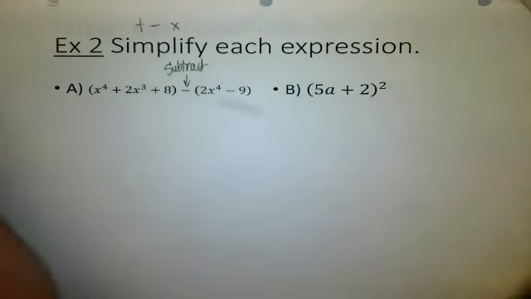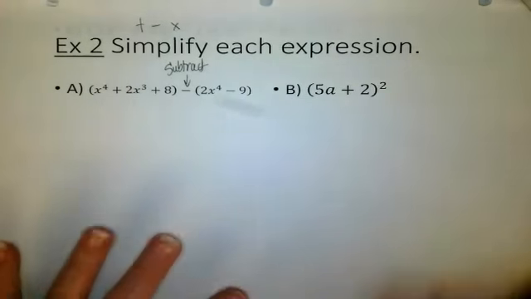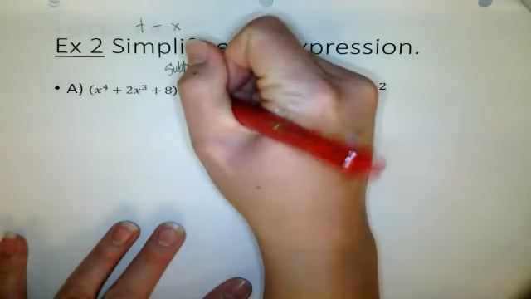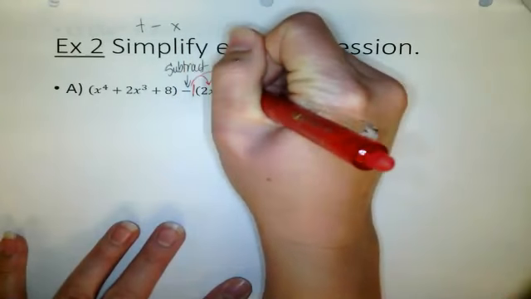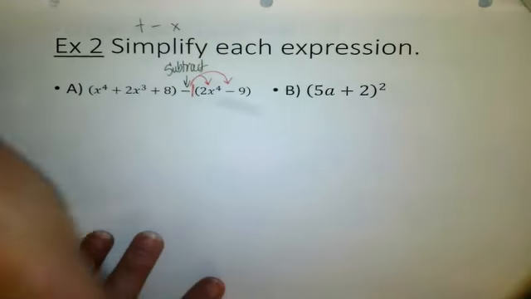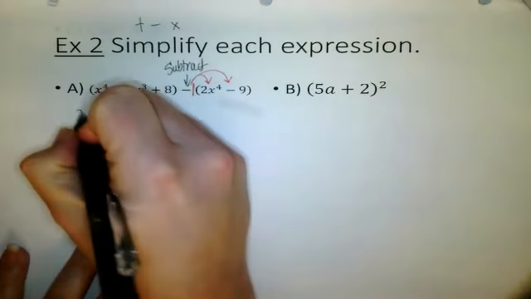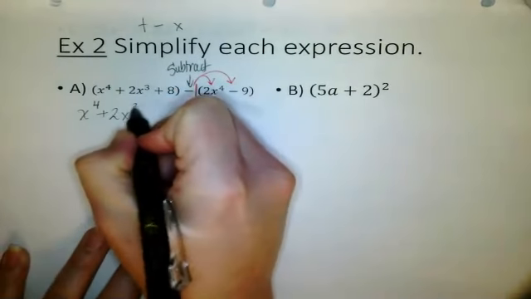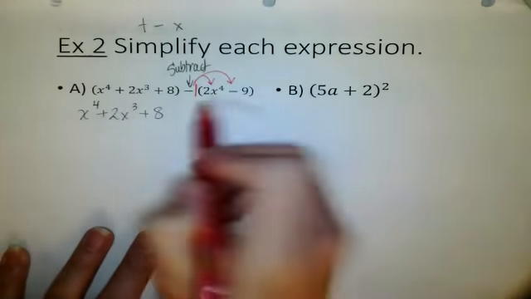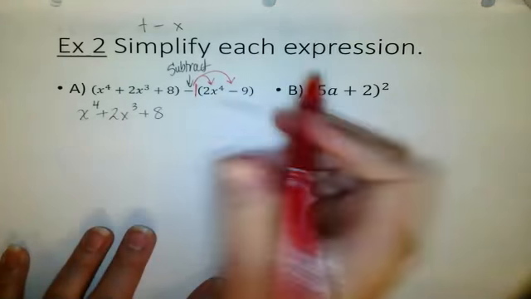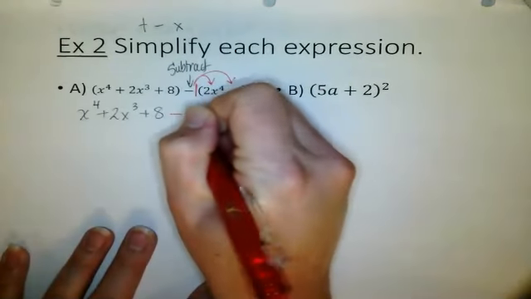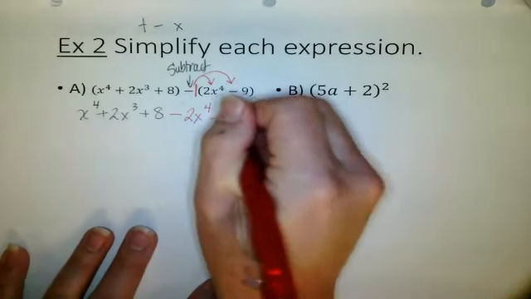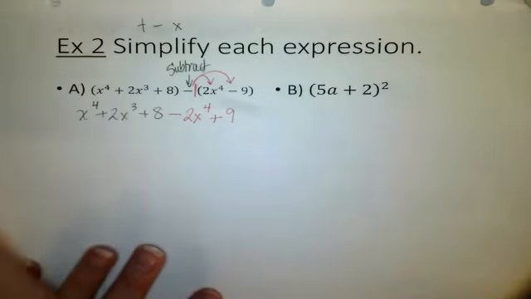What should we do for the subtraction? Distribute the negative. You can think about it like a -1. So we need to distribute the negative. Once we do that, we can drop the parentheses. You no longer need them. X to the fourth plus 2x cubed plus 8. And I'm going to do -1 times 2x to the fourth is -2x to the fourth. And -1 times -9 is +9. So all that does is change the signs.